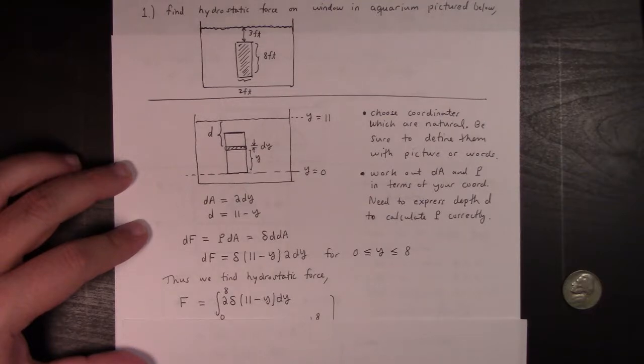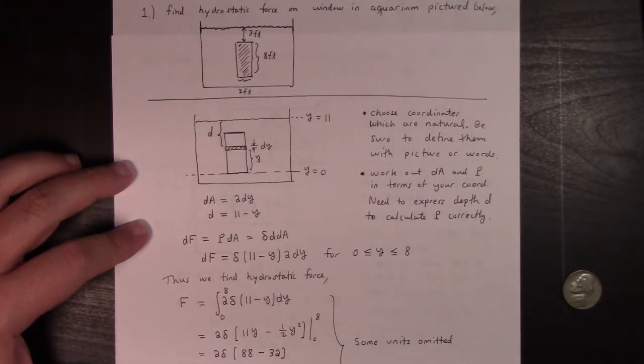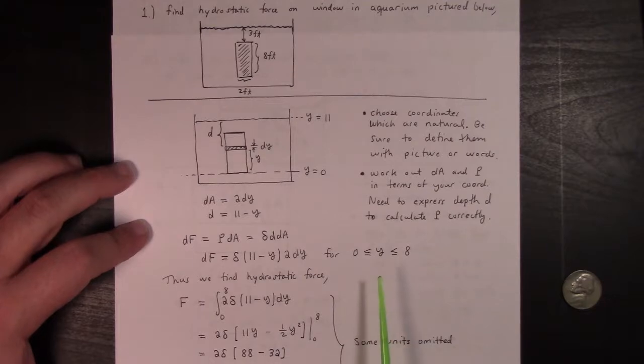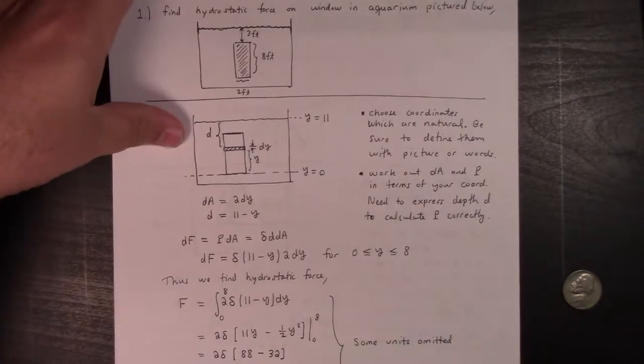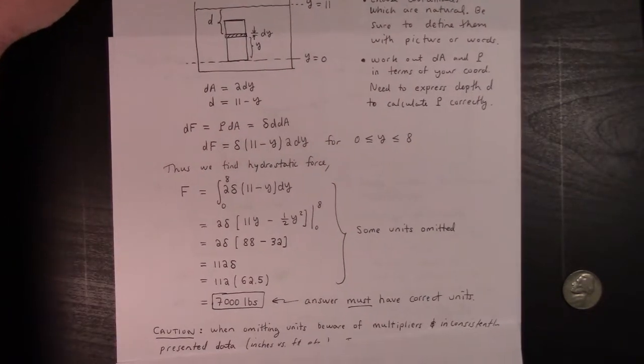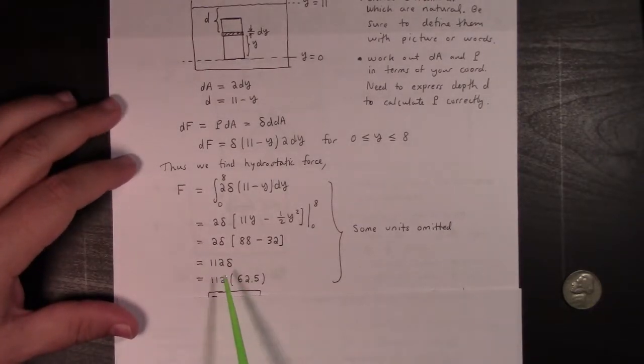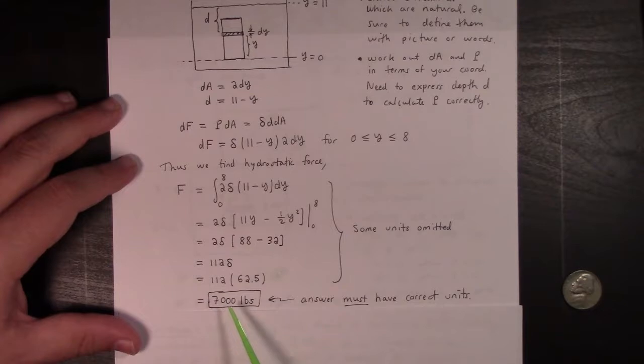So we find the hydrostatic force is given by that integral. We do the integral, and we find 112 delta. It's slightly out of my window, so let me scroll up a bit here. We find 112 delta. Delta is 62.5, so that gives us 7,000. At this point, I put the pounds back in.